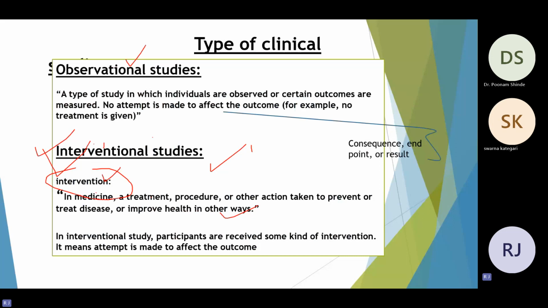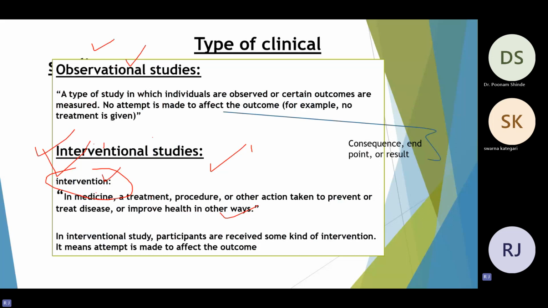Okay, we do not give any drug, we do not perform any surgery, we do not do any kind of intervention. Those kinds of studies where we simply observe are called observational studies. In observational studies there is nothing like phase 1, phase 2, phase 3, phase 4. Those are not observational studies. Phase 1, phase 2, phase 3 come under interventional studies only. Okay, clinical trials are nothing but interventional studies.